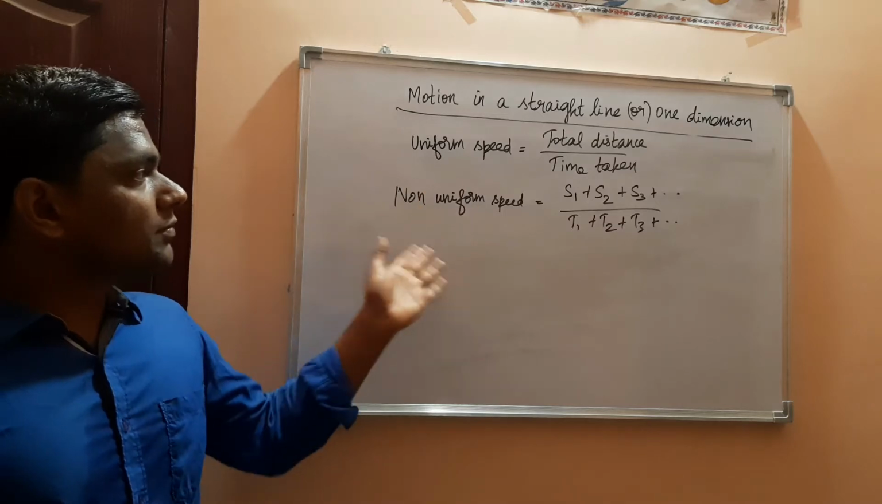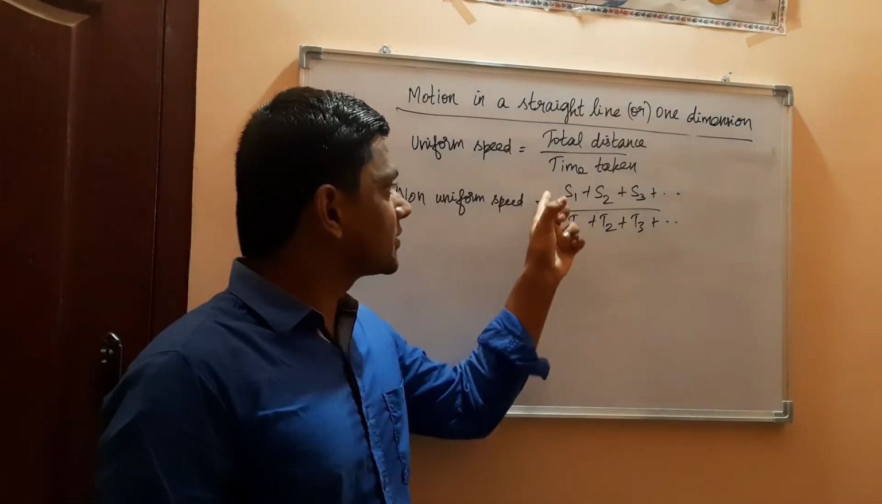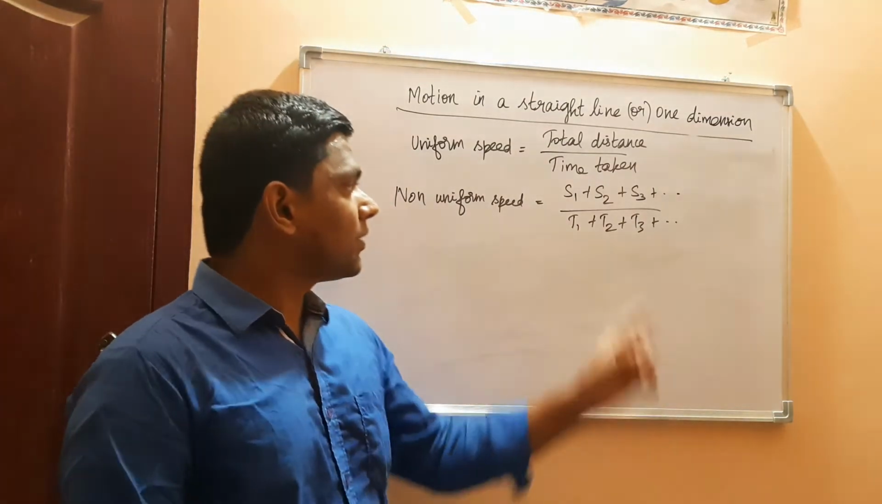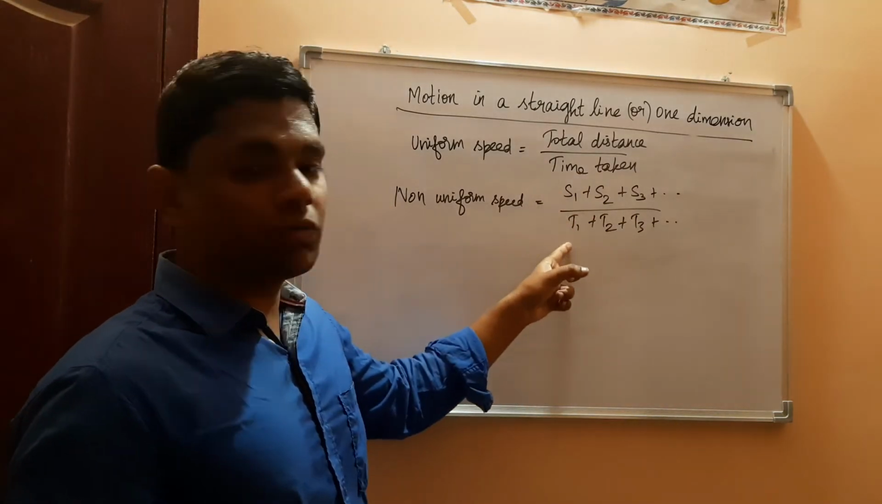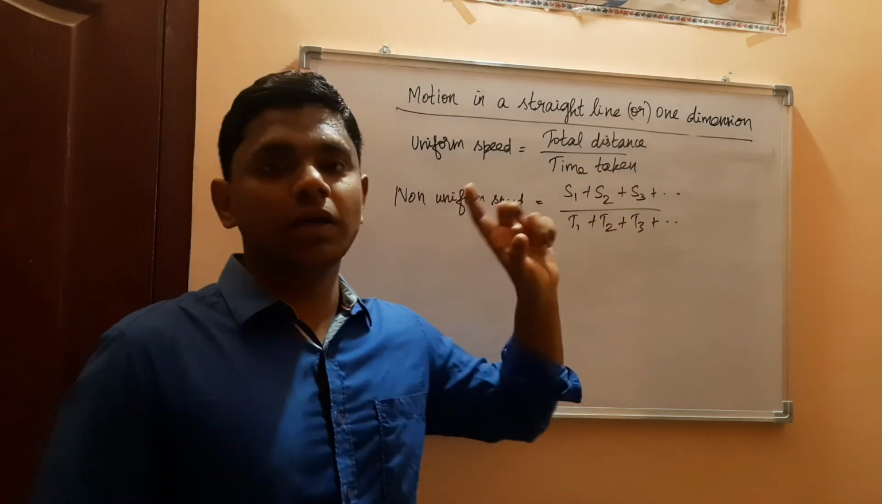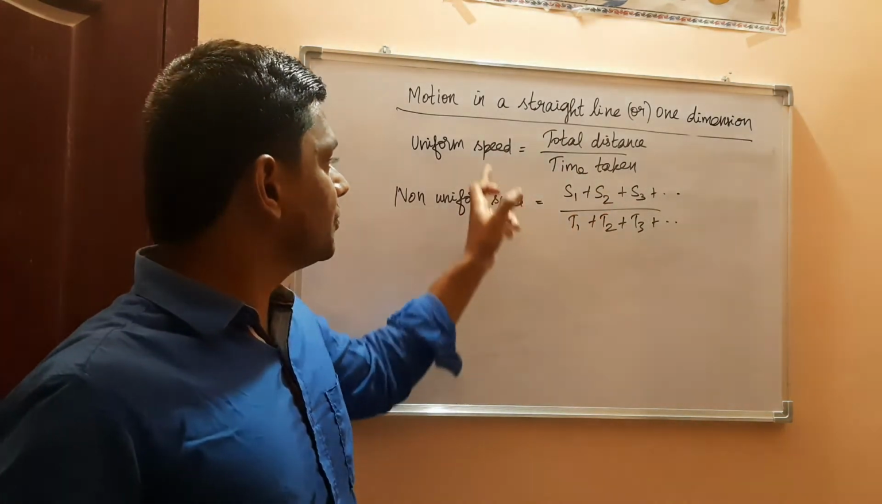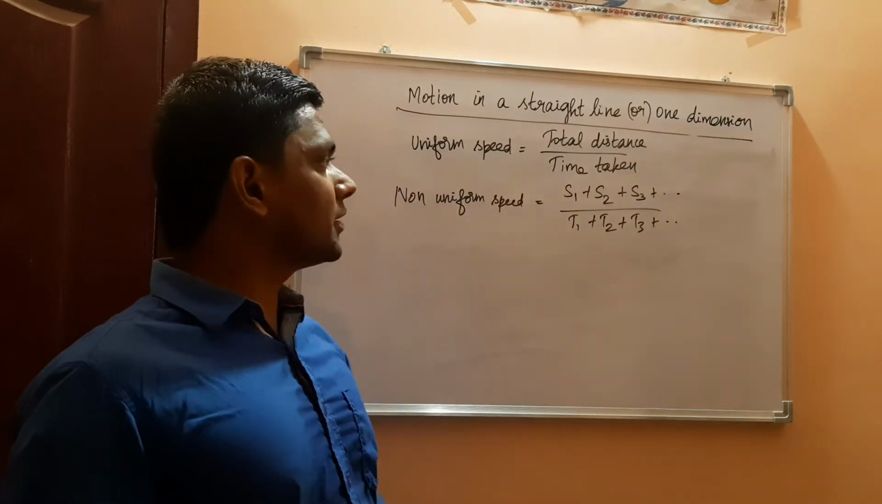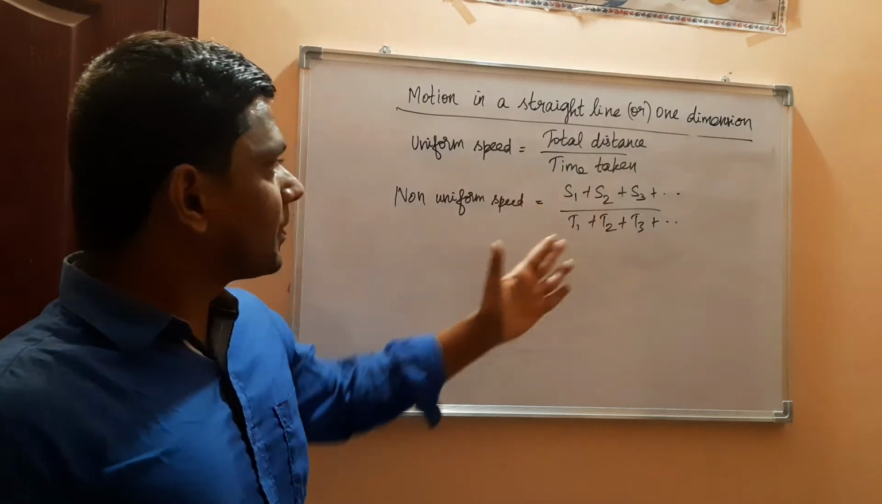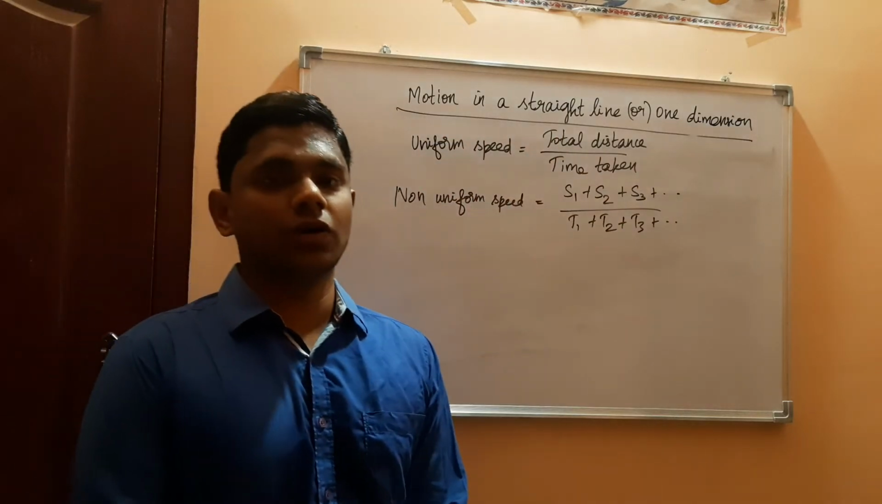So for non-uniform speed, the object covers unequal distances in equal intervals of time. So if the body covers s1 distance in t1 amount of time, s2 distance in t2 amount of time, s3 distance in t3 amount of time, we need to use this formula in order to calculate the non-uniform speed. Same concepts apply for uniform and non-uniform velocity also.